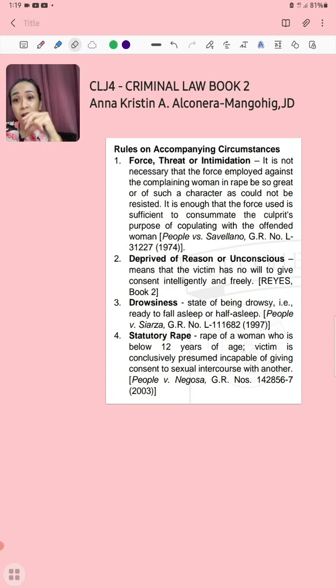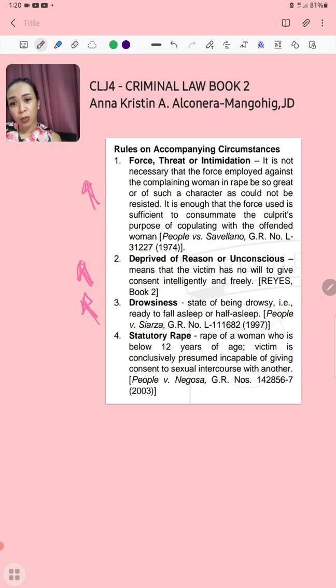If drugged, no, drugged yung victim, unconscious, we cannot say that she consented. Lasing naman, may nilagay sa drink, although there is no resistance, although maybe there is consent, pero may ganitong circumstance, pwede pa rin siyang rape. Drowsiness, no? Drowsy, ready to fall asleep, half asleep, nilagyan ng kung ano-ano ang inumin, no? There can still be rape.